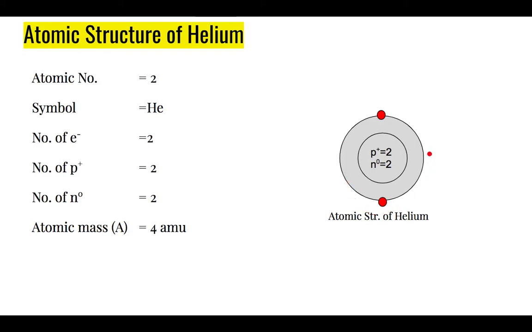Whenever you draw the electrons, always try to draw them at the maximum distance apart, because we should never draw two electrons together. If we draw two electrons together, the figure will be wrong. The reason is both electrons carry negative charge, and similar charges repel. That's why they want to go far from each other, so whenever you draw electrons, always keep maximum distance apart.